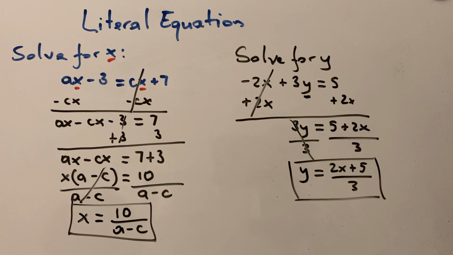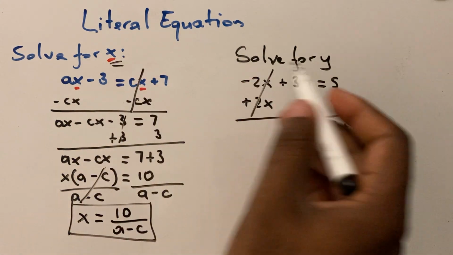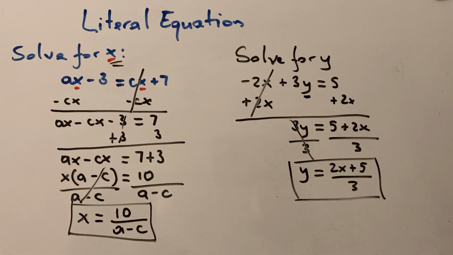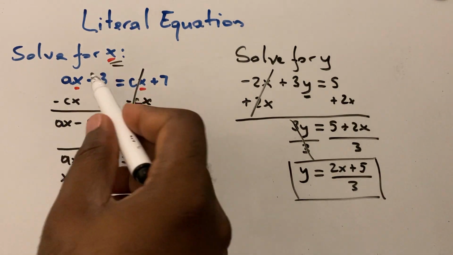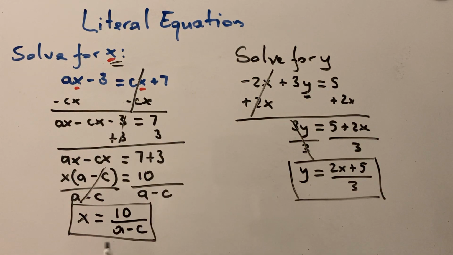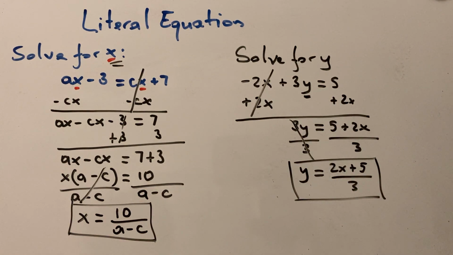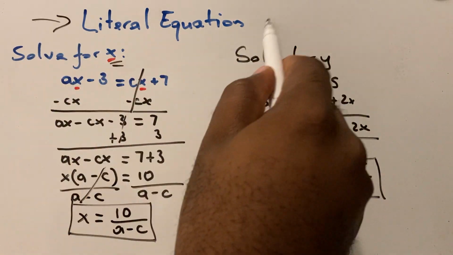What you have to keep in mind is that you will need to have one variable on one side by itself, whatever you're solving for. In the first problem, I was solving for x, so I needed to have x on one side by itself. That's what I did here. The answer was 10 over a minus c. In the second one, I was solving for y. So you just need to make sure you isolate the variable you need, and that's what we call literal equations.